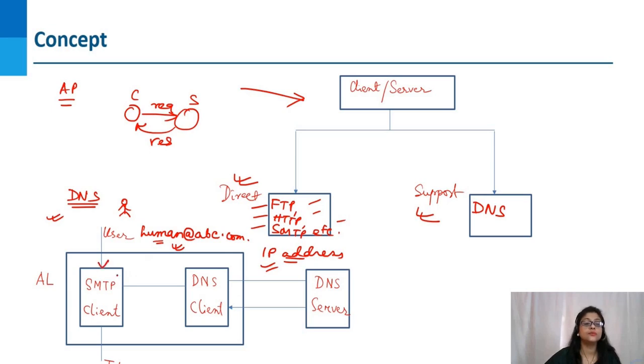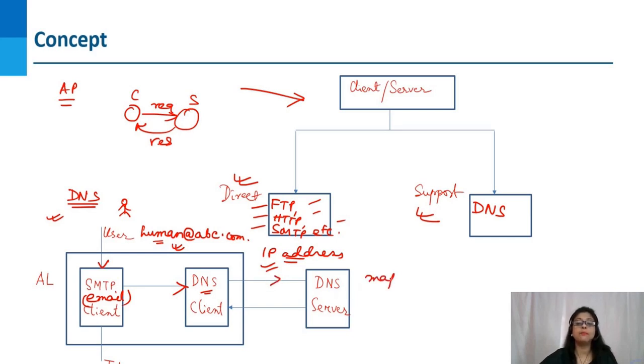It sends it to the SMTP client, which is the email. This SMTP client sends this message to the DNS client. DNS stands for Domain Name System and SMTP stands for Simple Mail Transfer Protocol. This DNS client will send this information to the server.